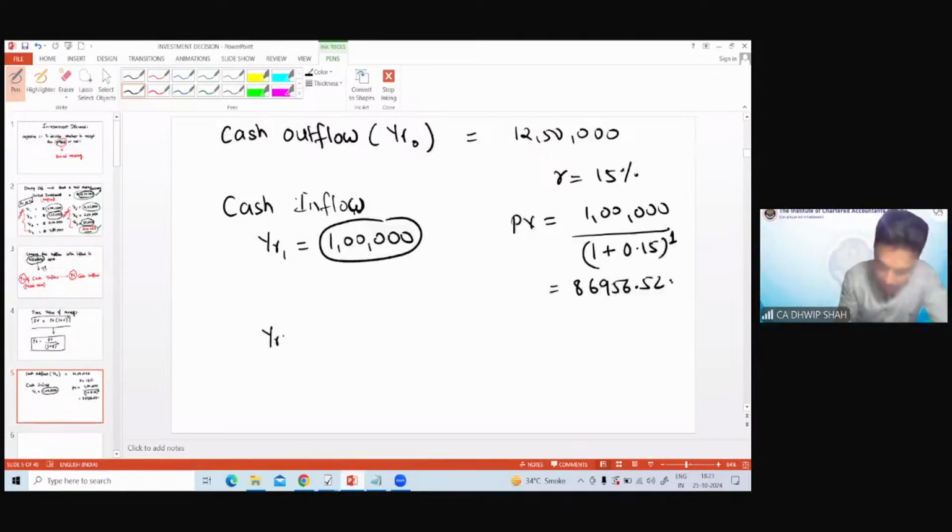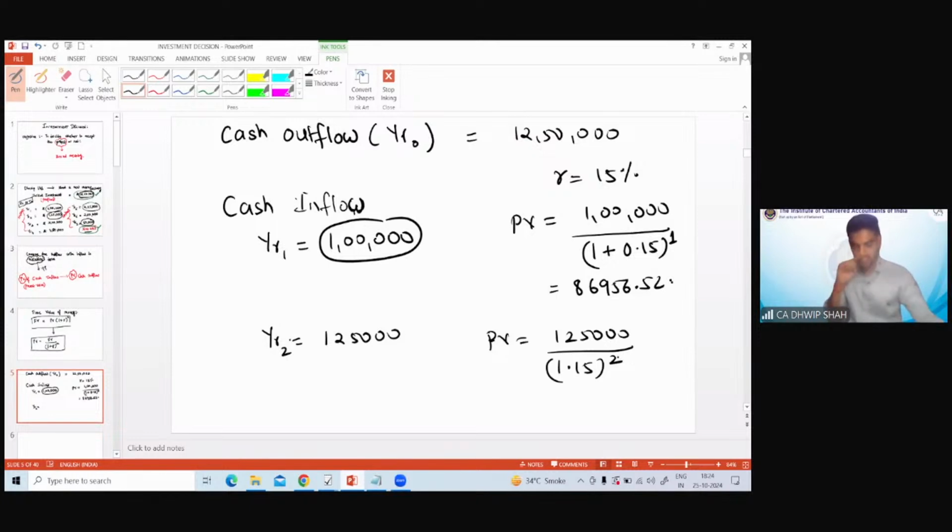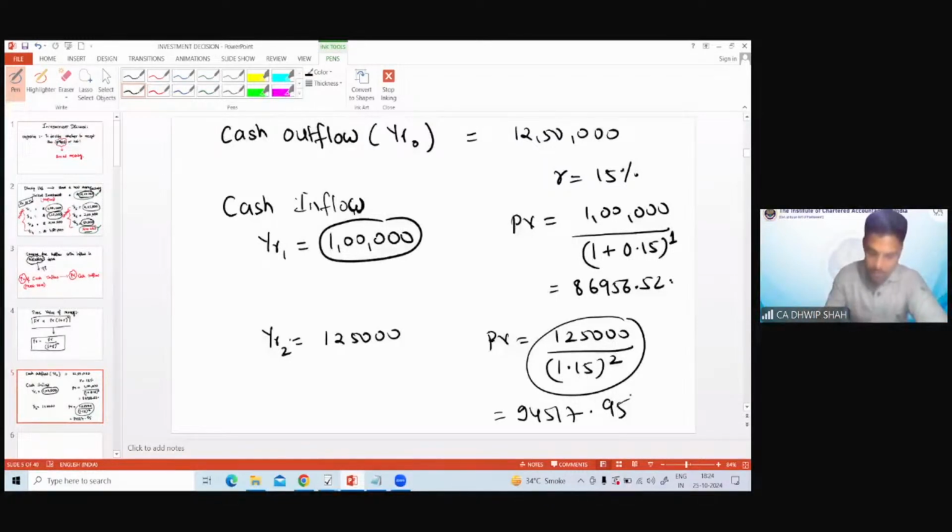Now similarly, let's calculate for year 2. The year 2 cash inflow was 1,25,000. The present value in that case would be 1,25,000 divided by 1.15 raised to 2. And you all know how to solve this on the calculator. Let me tell you one time. Take 1,25,000 on the calculator, divide by 1.15, and press equal 2 times. It comes to 94,517.95. The worth of 1,25,000 at the end of year 2 is 94,517.95 today. Is everyone following?